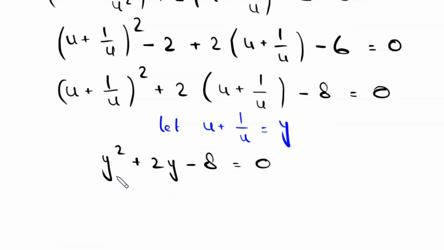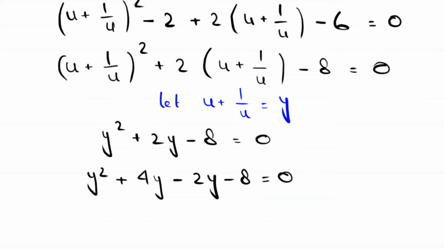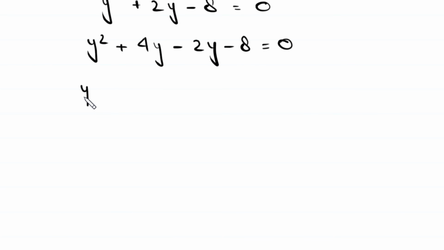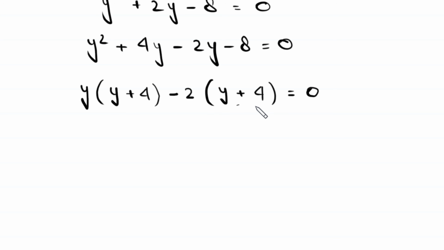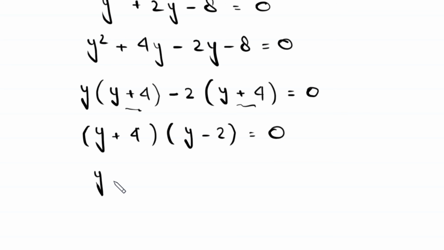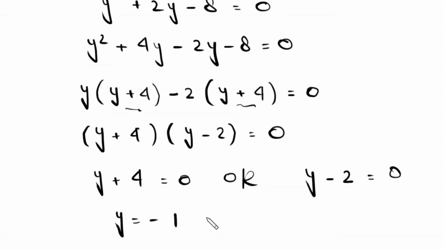This can be factorized as y squared plus 4 times y minus 2 times y minus 8 equal to 0. From these two terms we can factor out y, in bracket y plus 4. From these two terms we can factor out negative 2, in bracket y plus 4 equal to 0. This y plus 4 is common, so we factor out y plus 4, so in bracket y minus 2 equal to 0. Either y plus 4 equal to 0 or y minus 2 equal to 0. From this equation y will be equal to negative 4, and from this equation y will be equal to 2.